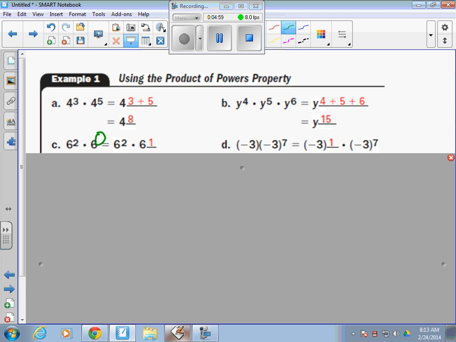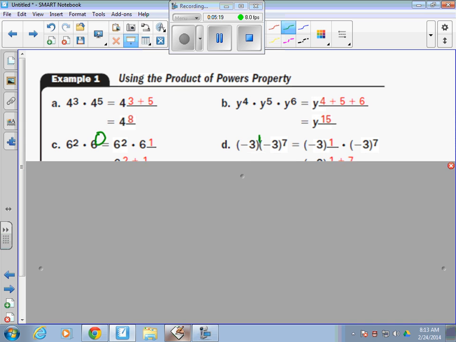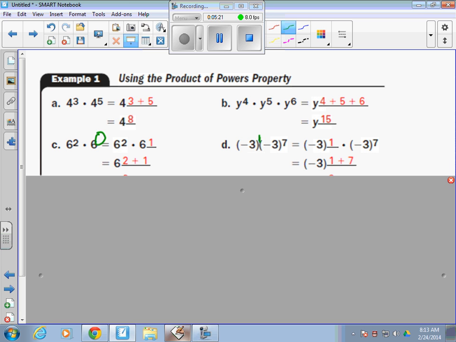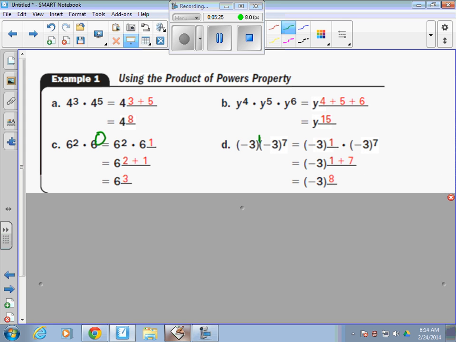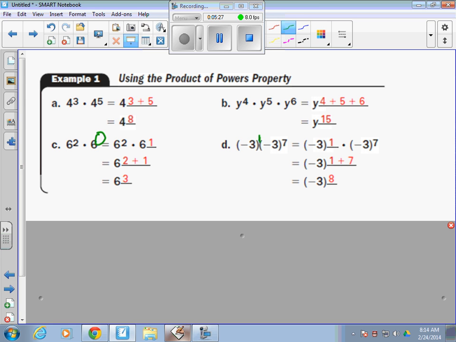In the power itself, its exponent is 1. So you would add 2 plus 1 for C, and you'd get C to the 6 to the third power. For D, the same thing. You have negative 3 to the first power. That first power is not shown. If you have to write it in, you need to write it in to see it. And you add 1 plus 7. Even though there's negatives, you still add 1 plus 7. So you have 2 plus 1 for 6, and you have 1 plus 7 for negative 3. So you get 6 to the third and negative 3 to the 8th power.